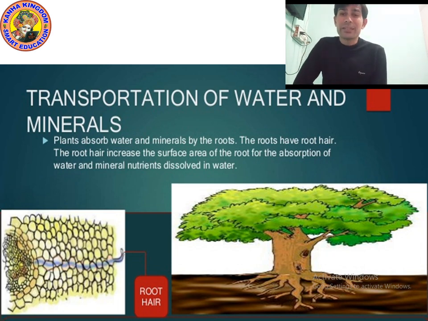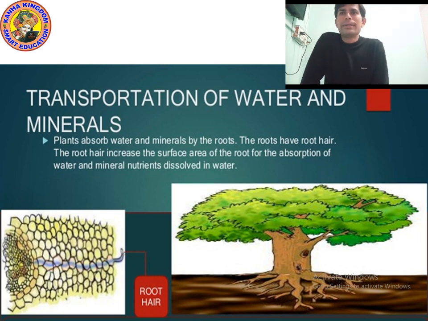So actually these root hair increase the surface area of the root. When the root hairs increase the surface area of the root, then the plant takes more water, more mineral. Yes, the surface area of the root increases for the absorption of water and mineral nutrients which are actually dissolved in the water. Then it is transported to all parts of the plant through the small tubes present.